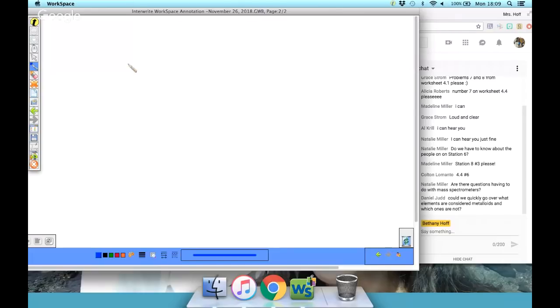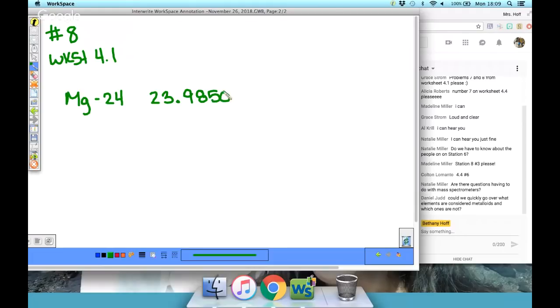So let's go ahead and organize our data and some of the information that is given. Again, this is number 8 on worksheet 4.1. So we have magnesium 24. We are told that it has an isotopic mass of 23.9850. And of course, that's AMUs, which, don't forget, stands for atomic mass unit. And this is 78.99%.